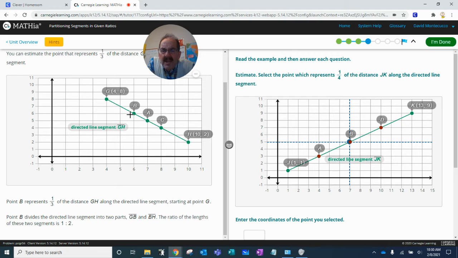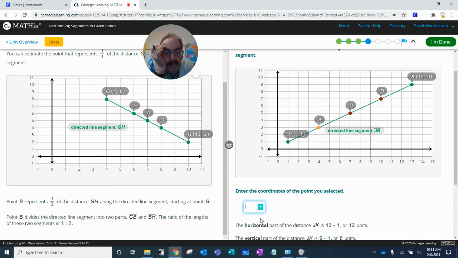G, B, B, H. So there's the half, there's the third, there's the third. Okay. 1/4 the distance, J, K. J to K, 1/4. Boom. Enter the coordinates 4, 3.